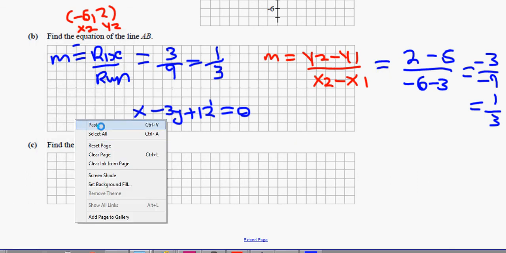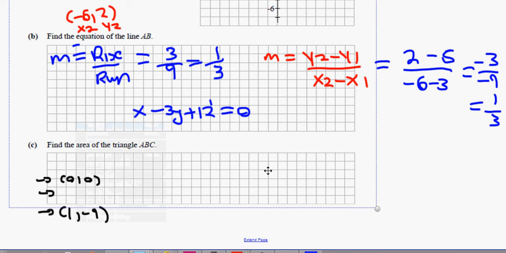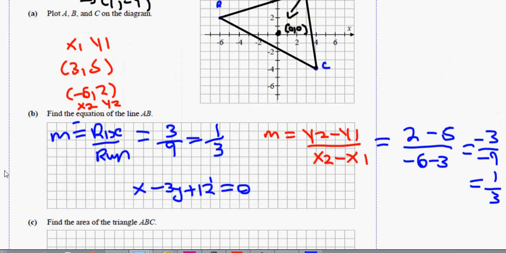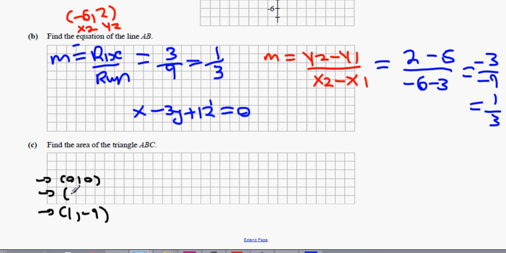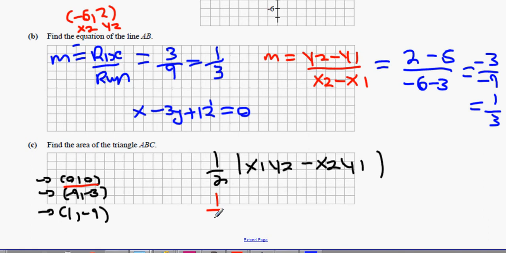Okay, so the area of the triangle ABC, and the point we're missing here is minus 9, minus 3. So the trick is with the formula, a half of x1 y2 minus x2 y1, you never ever use 0, 0 as part of the formula, okay? So you call whichever one you want x1, y1, and this one x2, y2. The big two lines means whatever number you get, you always take the positive value. So if you have two big lines of minus 42, it means take the positive value because area can never be negative. Okay, so that's what the two big lines mean.